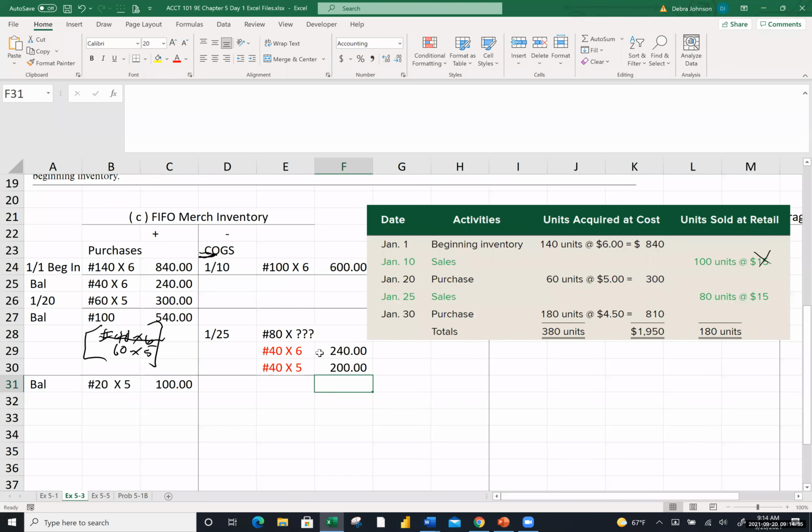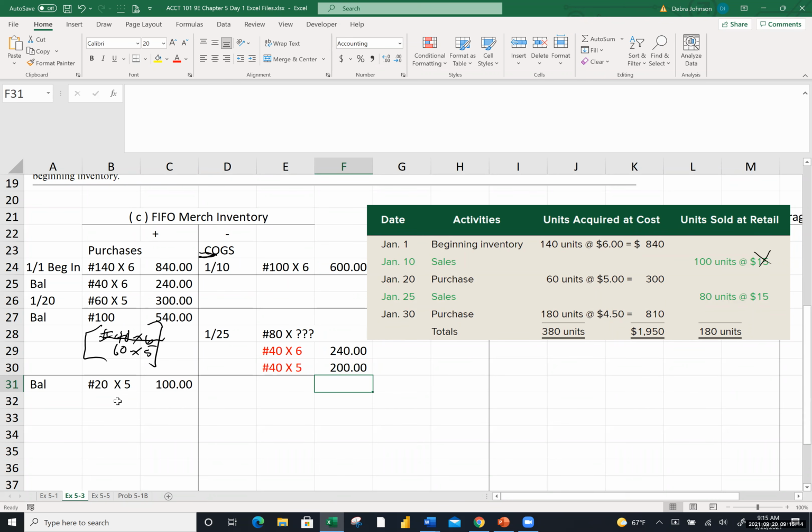And let me stop, because the sales are the tricky part. The first ones in are the first ones out. So the first ones in are the first ones I got rid of here. I got rid of that first layer. I used it all up. And to make up the 80 that I sold, now I had to eat into the second layer. How far did I eat into it? I used up 40 of those. That means I have 20 left. The sales are the challenging part. That's why they're in green.